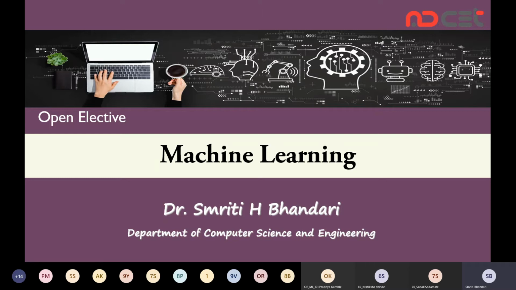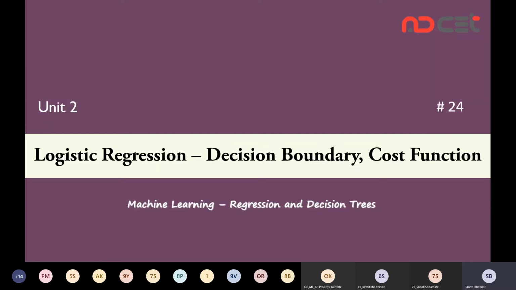So let's start the discussion today. In the last session we started discussing logistic regression and we saw the hypothesis for logistic regression, which is a sigmoid function, also known as a logistic function. Today we are going to continue our discussion of logistic regression, and we are going to discuss the decision boundary and the cost function for logistic regression.